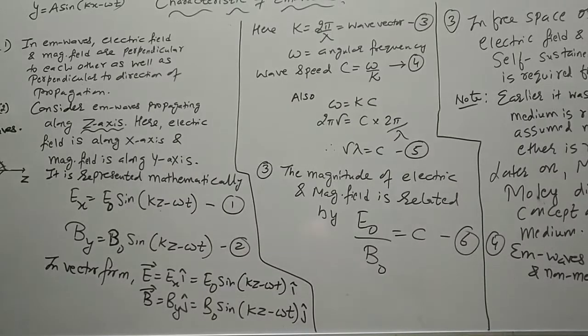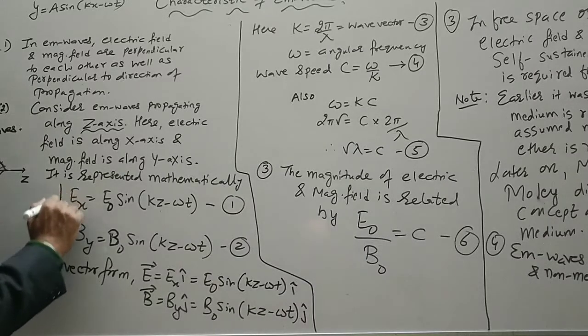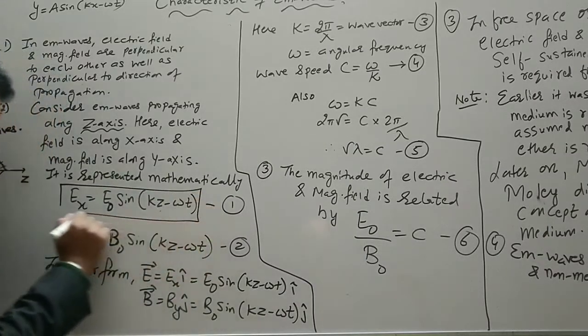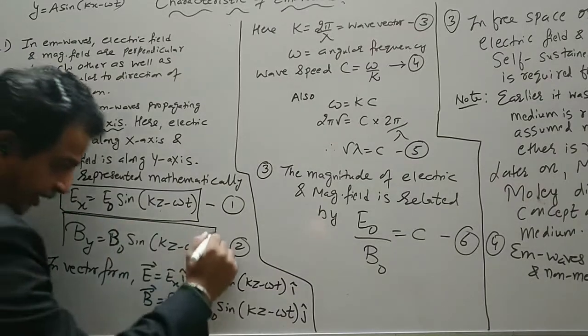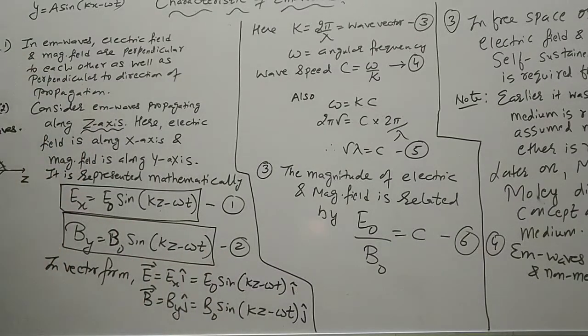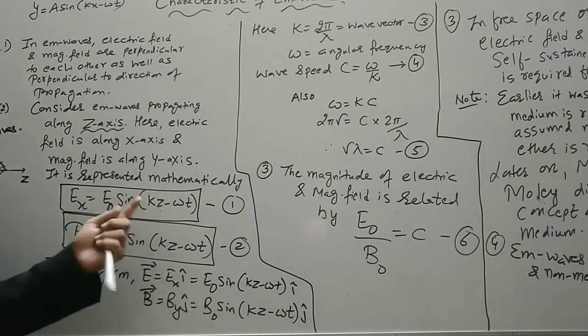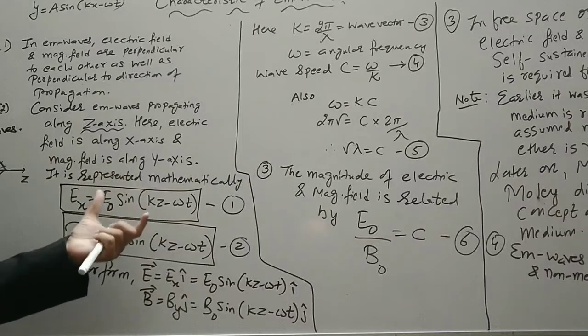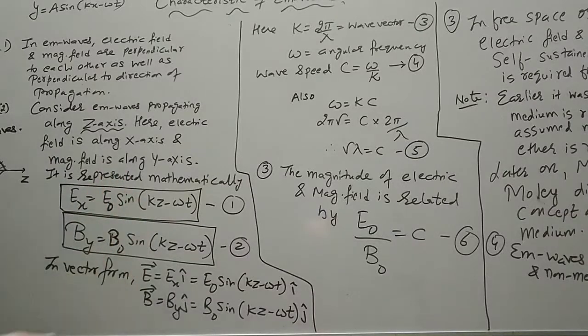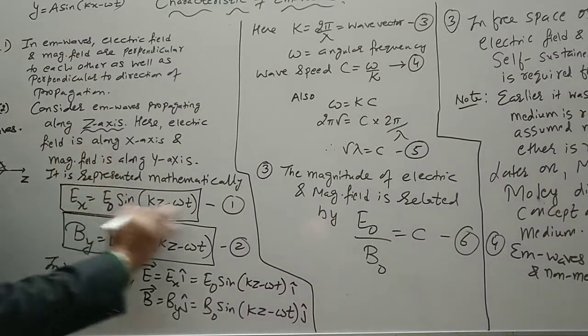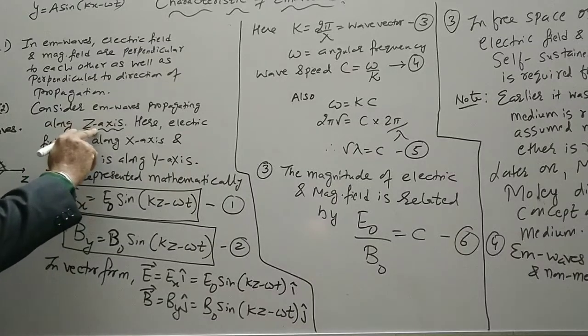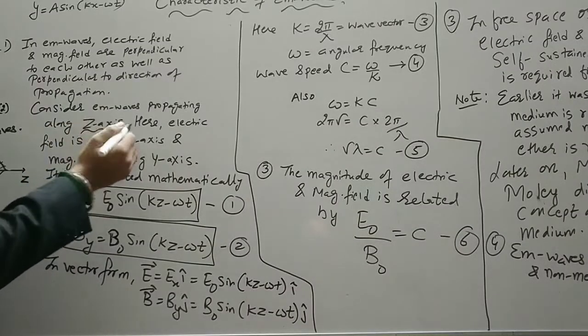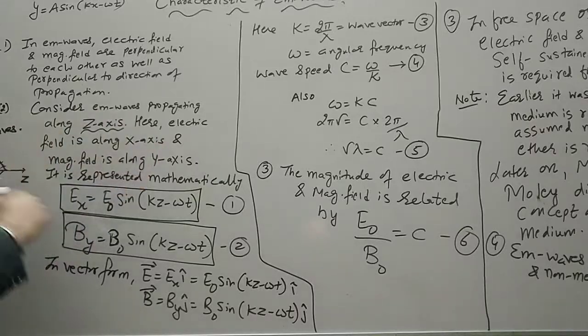Now for the applications or for the numericals, we have to remember the general formula for the electric and the magnetic field. It is not necessary that a wave always propagates along the z-axis. If they have given x here, then the direction of propagation is along the x-axis. Here the wave is propagating along the positive z-axis. If the wave is propagating along the negative z-axis, we may have a plus sign also here.